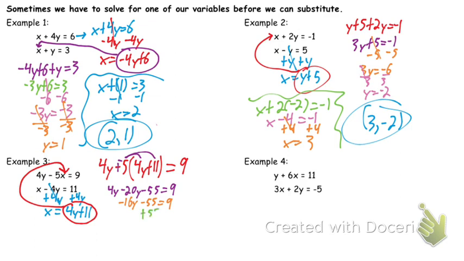Add that 55 to both sides to get that constant away from our variable. Negative 16y is equal to 64. At this point, we divide by negative 16 to get the y by itself. And y is equal to negative 4. Our answer ends up being y is negative 4, but we need to go back in and plug it in for the x. Questions on how we got to the y?